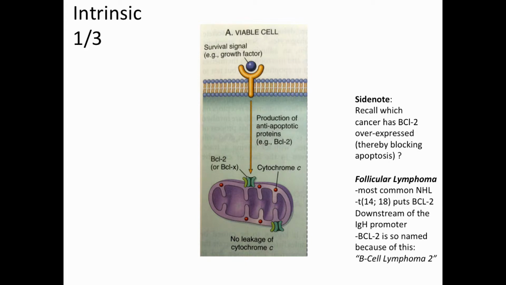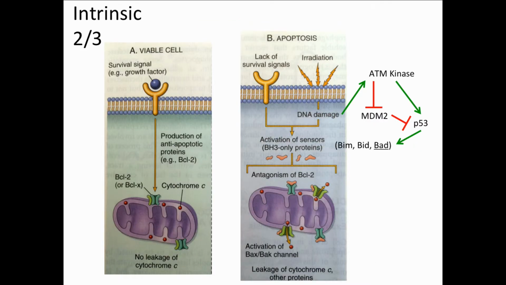It's the most common non-Hodgkin cell lymphoma, just to go over. And it's the result of BCL2 being put downstream of the IgH promoter through a translocation of chromosome 14 to 18. And that's actually how BCL2 gets its name. It stands for B-cell lymphoma 2. All right, so that was how normal cells normally prevent apoptosis. BCL2, again, is expressed on the mitochondrial membrane, prevents cytochrome C from leaking out of a pore.